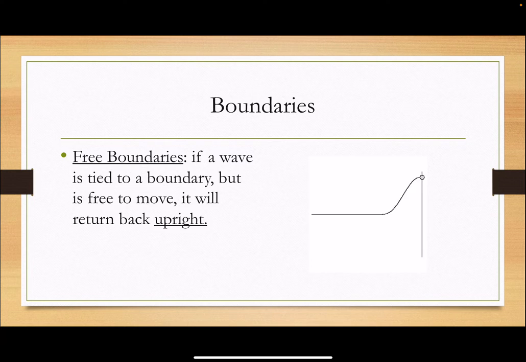A free boundary means it's attached to the boundary, but it's allowed to go up and down. You can imagine maybe you tie a rope to a pole. The way you would tie a rope to the pole is you would have to loop it around the pole. You wouldn't have a way to firmly attach it necessarily. And so if you just looped it around so that the rope can slide up and down, you get something like this. You can see from this image, the rope will go through, and then because it's loose, it's going to go up, and so it's going to be reflected back upright. So free boundaries result in a reflection upright.